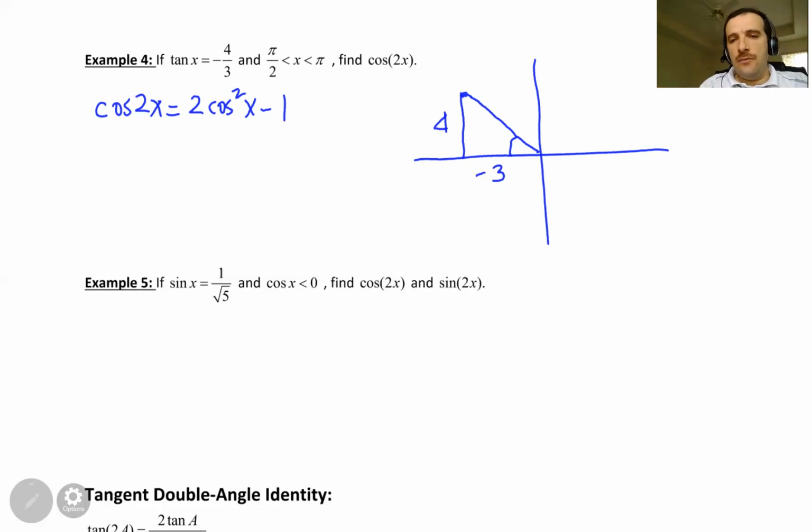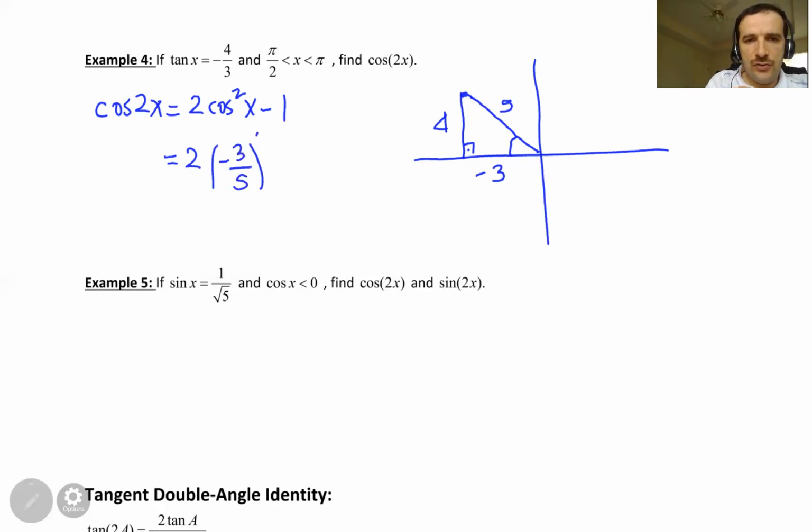And of course, this is the right angle. To know what cosine is, I need to know what the hypotenuse is. I can use the Pythagorean theorem and I can see that the hypotenuse is 5. With that, now what is cosine 2x? 2 times cosine squared x. What is cosine, by the way? Cosine is adjacent over hypotenuse, negative 3/5.